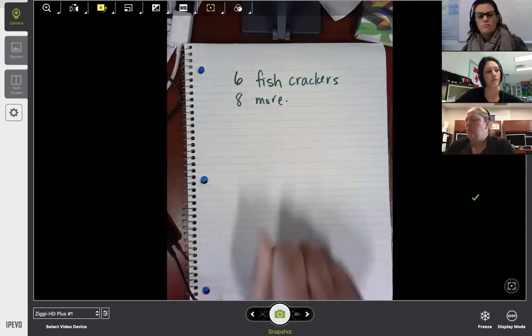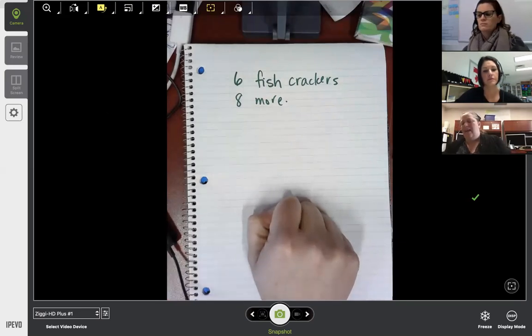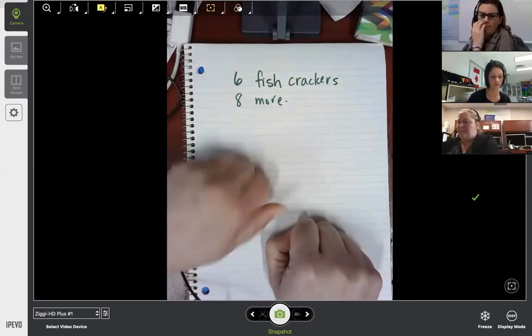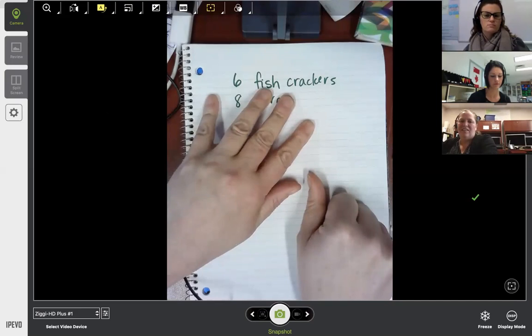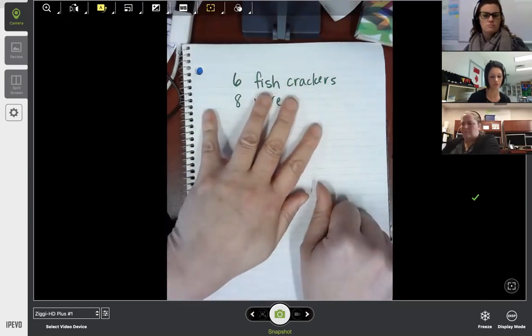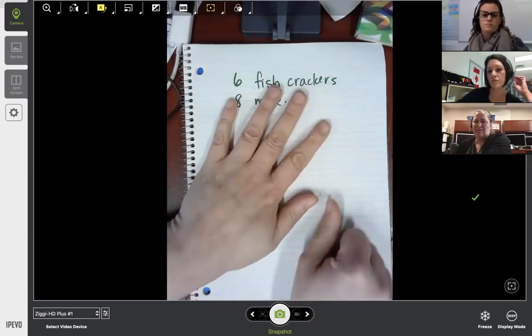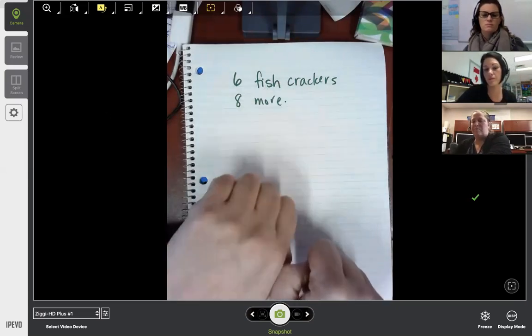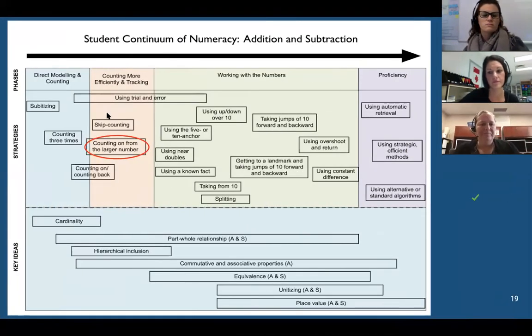For this particular problem, counting on from the larger number means that instead of starting with 6 like we did before, you would start with 8 and say 8, 9, 10, 11, 12, 13, 14, and you would just count on the 6. So that would be counting on from a larger number, and it's tracking, because I didn't put the 6 out first and then know when to stop. I was building that up as I went, and I had to think about how many I have put out so far, how many I have counted so far, at the same time as I was counting the number sequence. So that's a lot of cognitive load for a kid to hang on to.